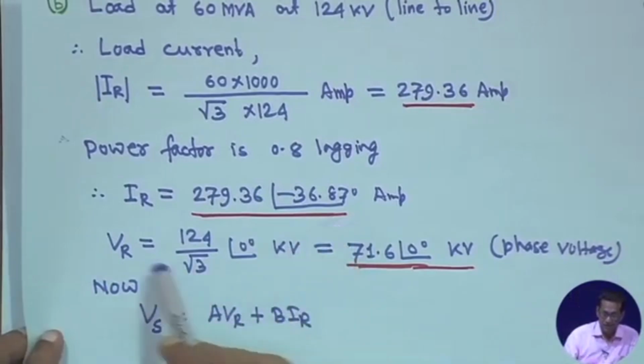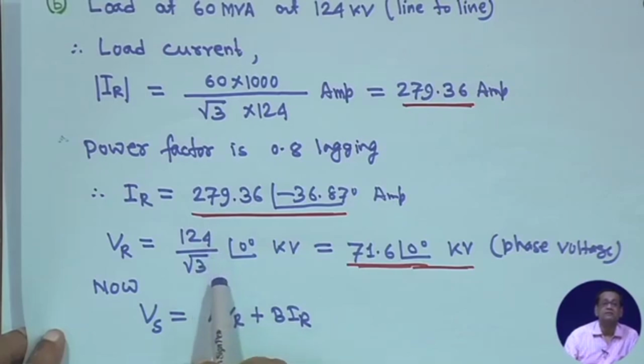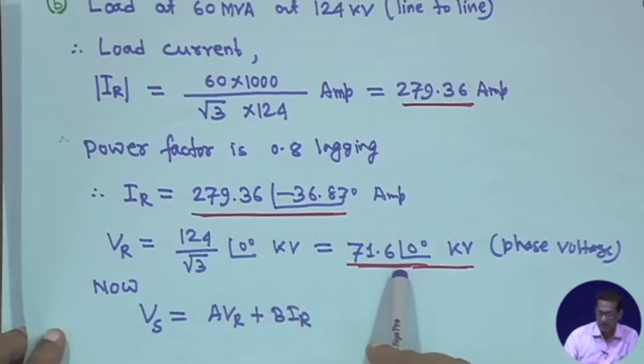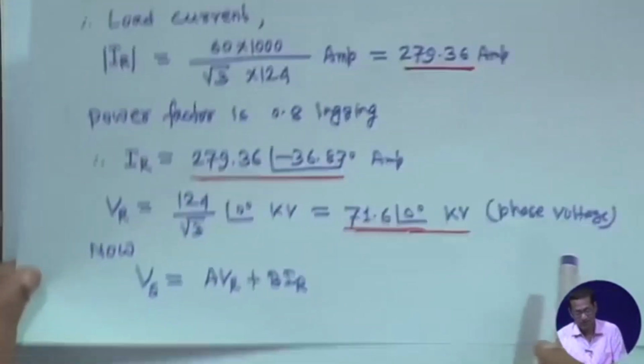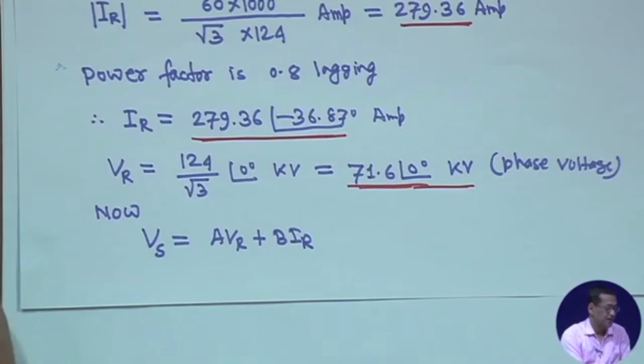Here VR is equal to, I told you that you have to take everything in line to neutral, that is phase voltage. So, 124 upon root 3 angle 0 degree kV. So, it is 71.6 angle 0 degree kilovolt, that is phase voltage. Now you know that sending end voltage is equal to AVR plus BIR, right.